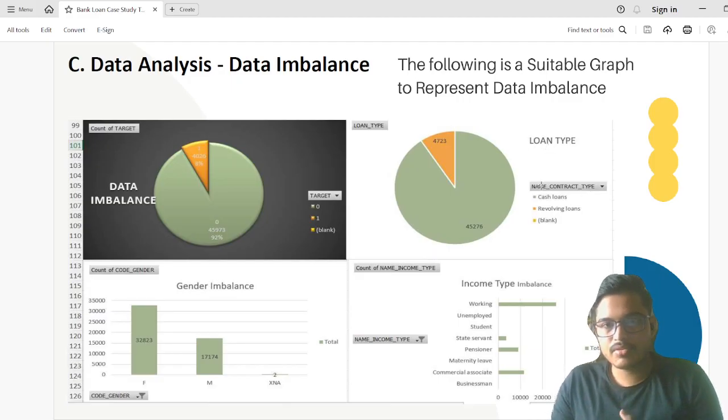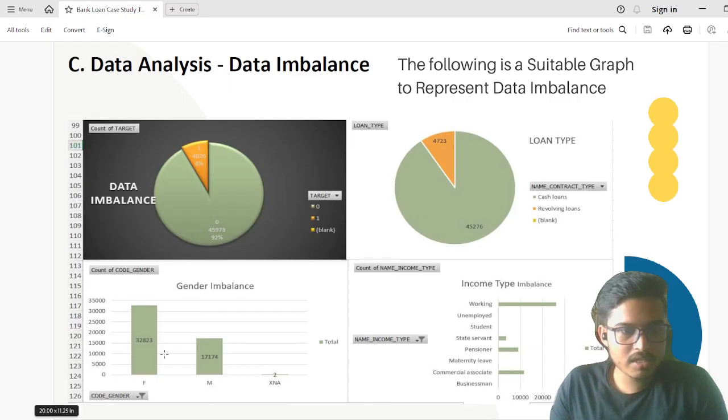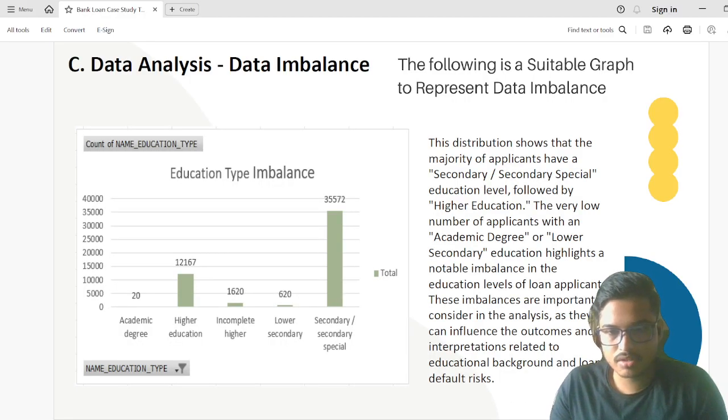For the loan type, we can see that people are much more interested in taking cash loans, which number 45,276, against 4,723 revolving loans. In the gender imbalance, females number 32,823 while males are about 17,000, so there are almost double the number of females if you calculate the ratio. For income type, working professionals and commercial associates are most interested in taking loans, while the lowest are businessman, unemployed, student, etc. In the middle we have state servant and pensioner.